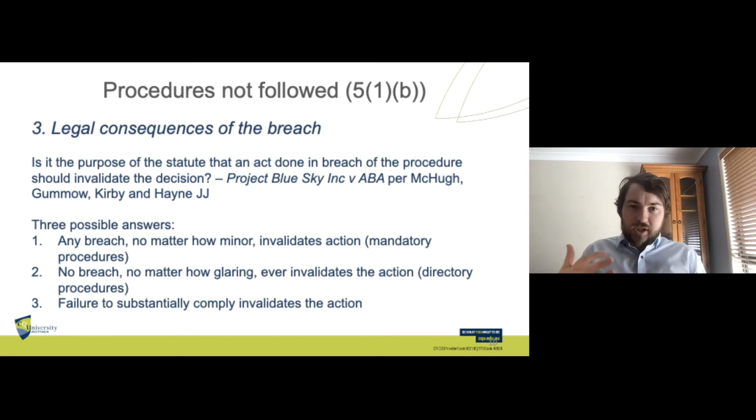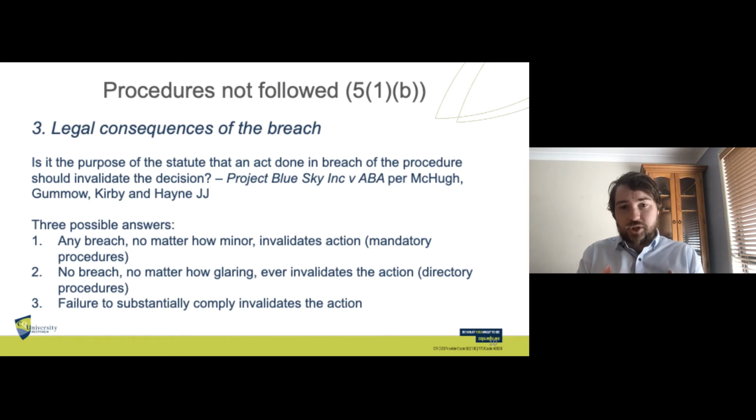So a procedure that's only directory and the decision maker has discretion whether to follow it or not. If they choose not to follow it, it doesn't invalidate the action. And then third is sort of a middle ground where failure to substantially comply would invalidate the action. And so this is where probably we'll find ourselves a lot of the time.